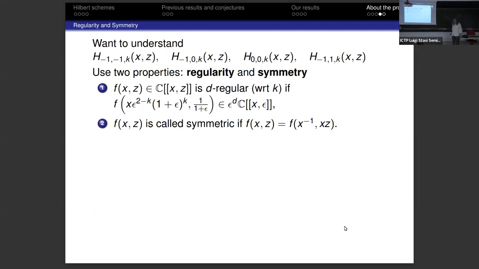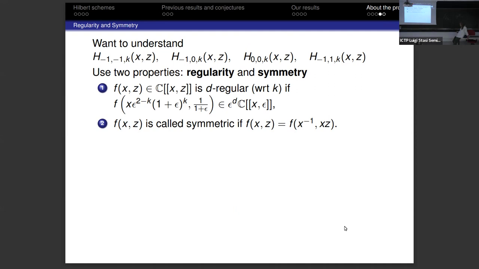And for this, we use two properties that somehow are around here. They are called regularity and symmetry. So a power series in two variables like this will be called d-regular with respect to k if the thing that we did before to get from this refined invariant to the Chern thing gives us something which is divisible by epsilon to the d. So powers in x and epsilon are always divisible by epsilon to the d. So some kind of regularity in this limit.